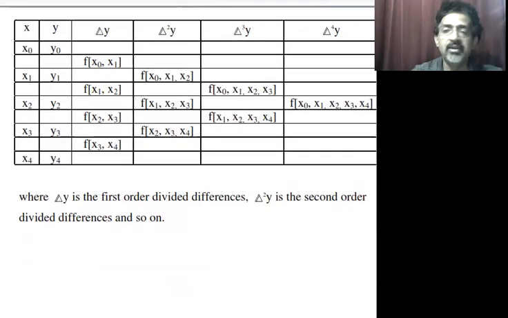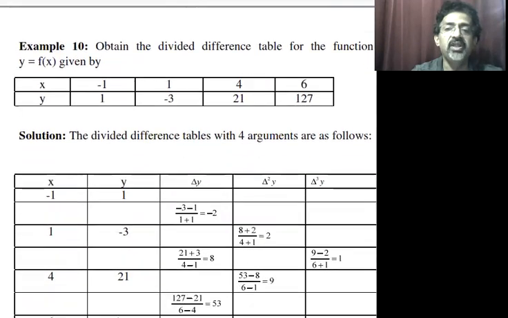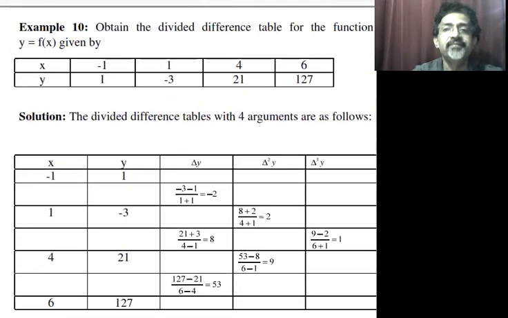So I can give you an example here. Obtain the divided difference table for the following function. If you observe here, x is not equally spaced: minus 1, 1, 4, 6. The difference between the first two is 1 minus of minus 1, that is 1 plus 1, it is 2. The difference between 4 and 1 is 3. The difference between the fourth and the third argument is 6 minus 4, 2. So they are not equally spaced.